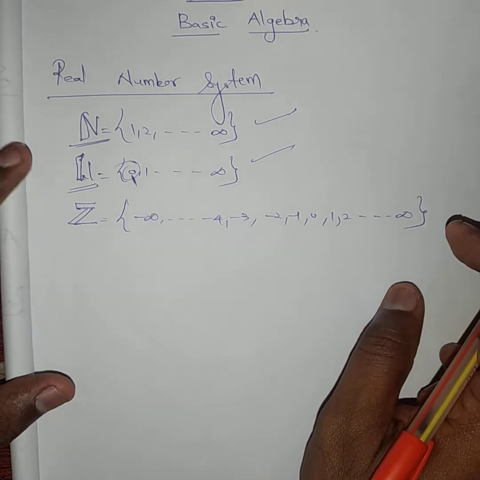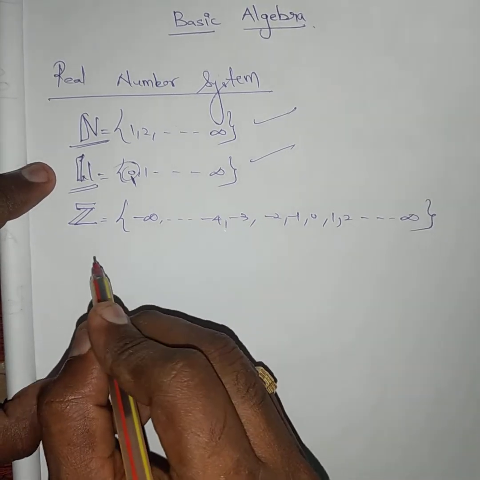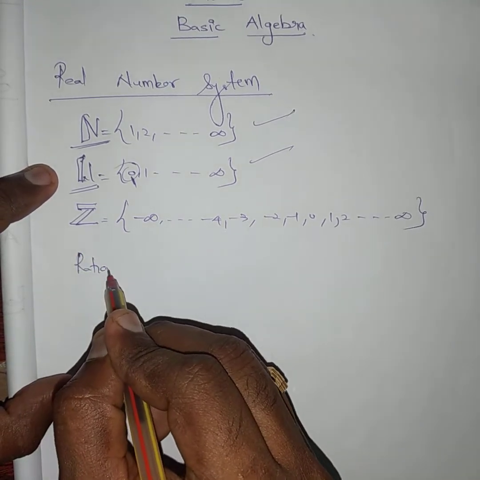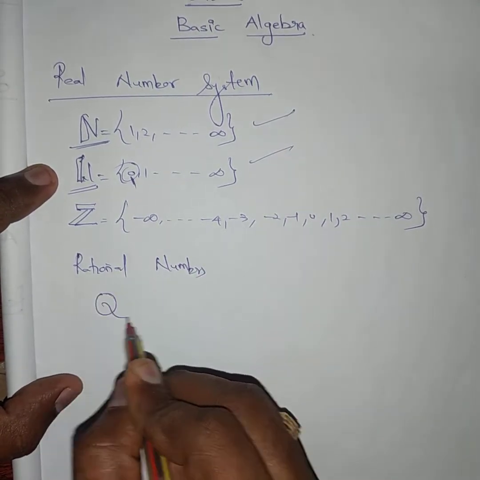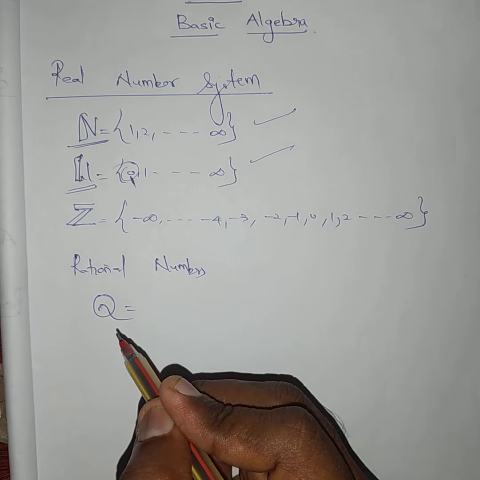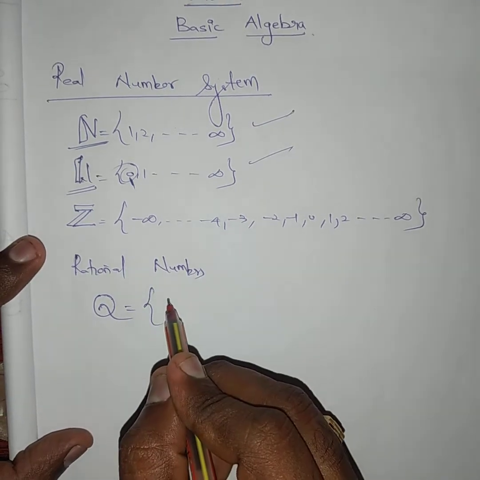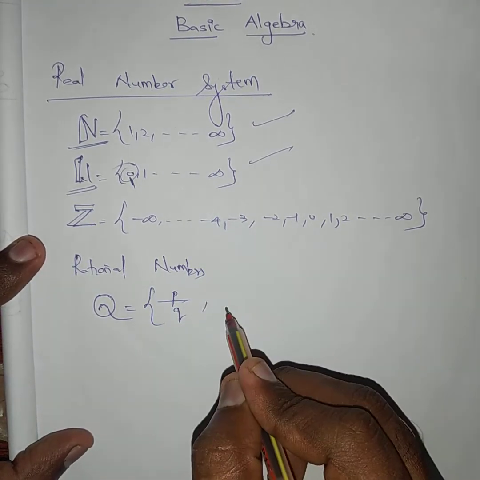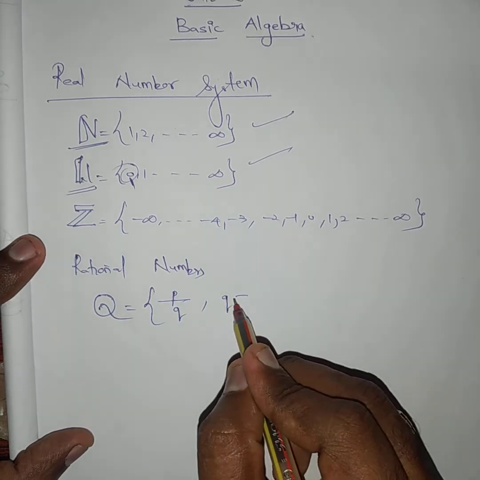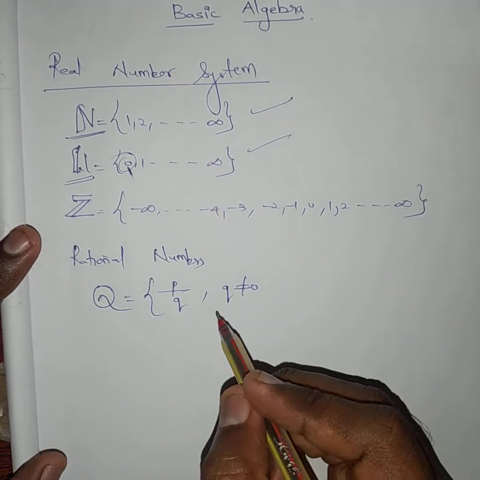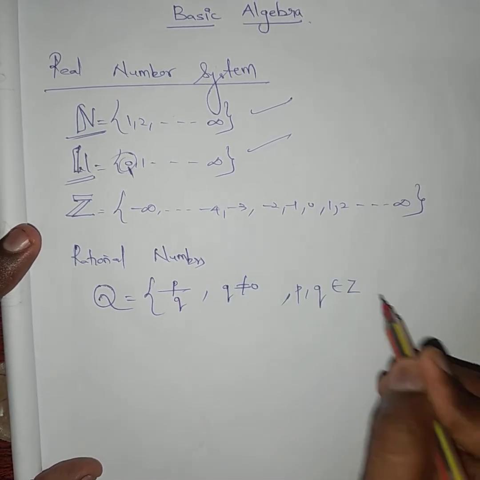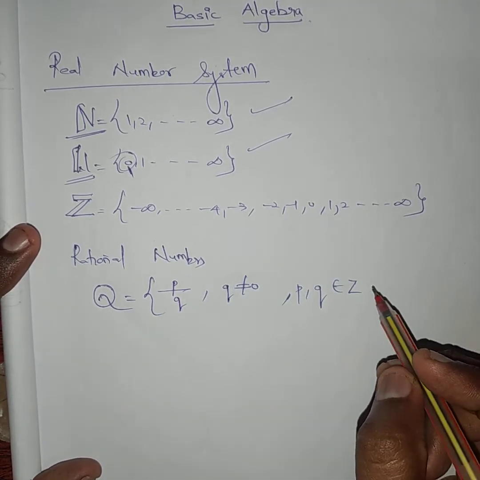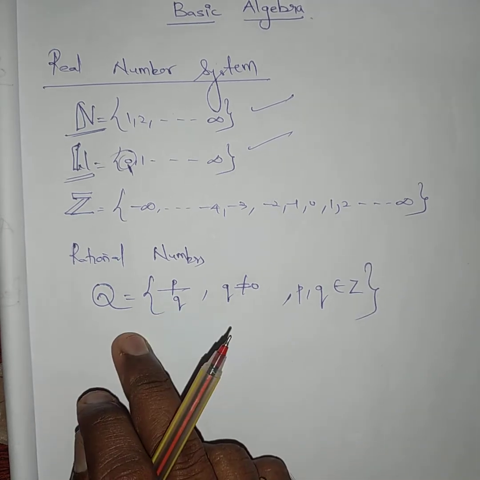Next, after integers, I can speak about rational numbers. Rational numbers I can indicate as Q. The Q is in the form of P by Q, where Q is not equal to 0. And not only this, P, Q belongs to Z. This is the main thing.